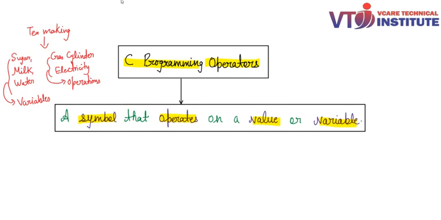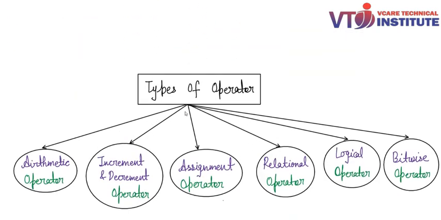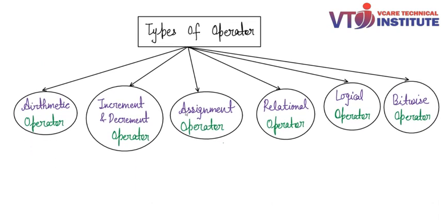Similarly, we can say that a programming operator is a symbol that operates on a value or a variable. Like we may want to add two variables, compare two variables with greater than, assign a variable, or equate the variables. Don't worry about that, I'm going to explain all of this one by one. So let's move ahead and talk first of all about the types of operators.